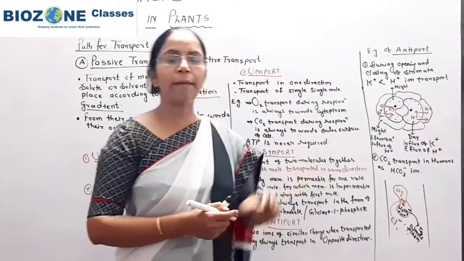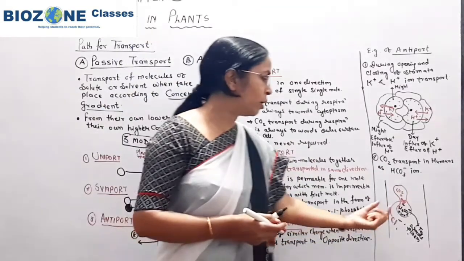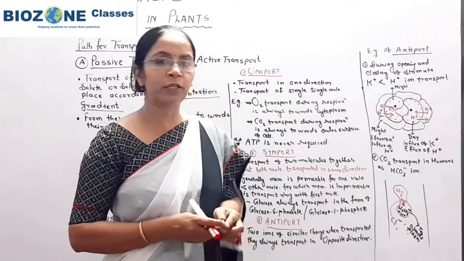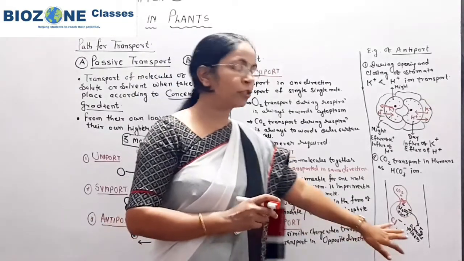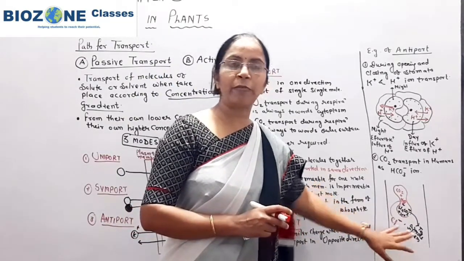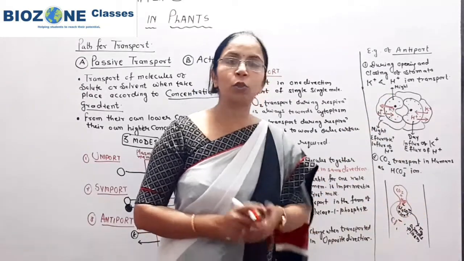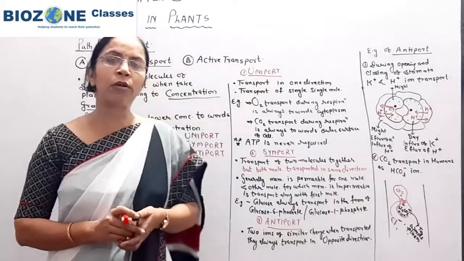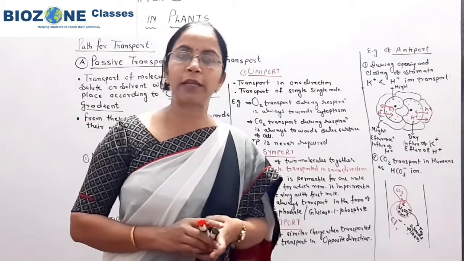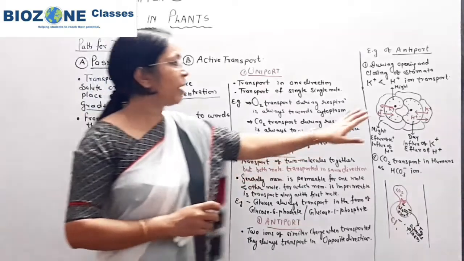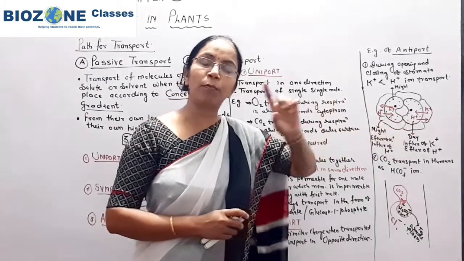So both the ions, bicarbonate ion and chloride ion, always throughout the life of humans, you remember, are transported in opposite directions. One is towards the plasma and one is towards the RBC. So this much you remember for the two examples, because in antiport sometimes students get quite confused, and generally they refer to the exchange between ions of opposite charge.